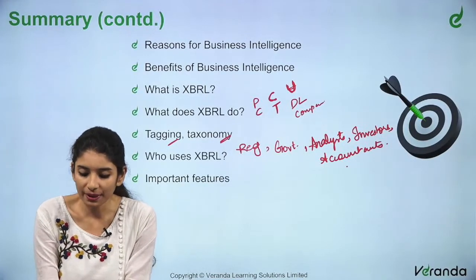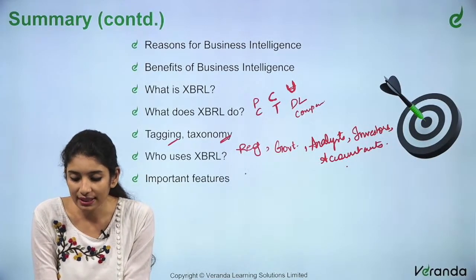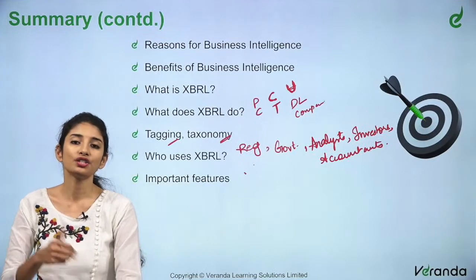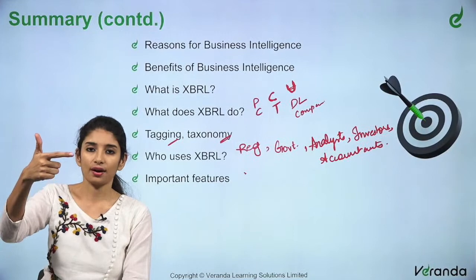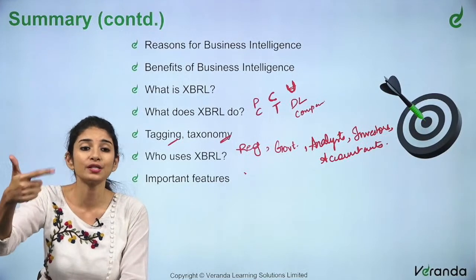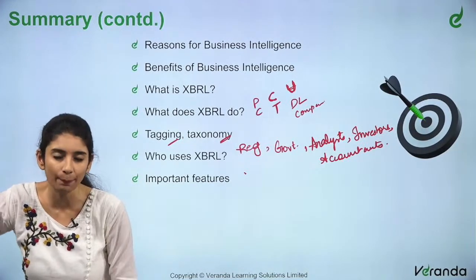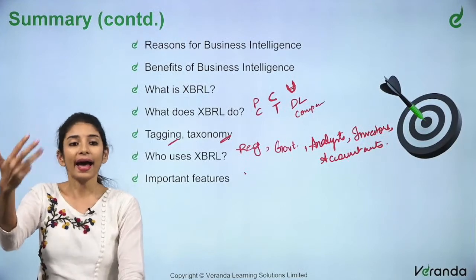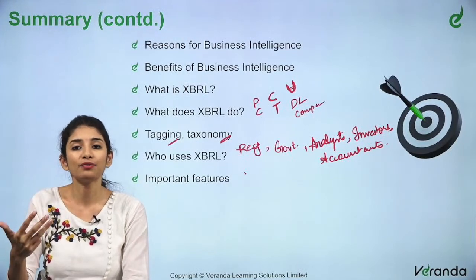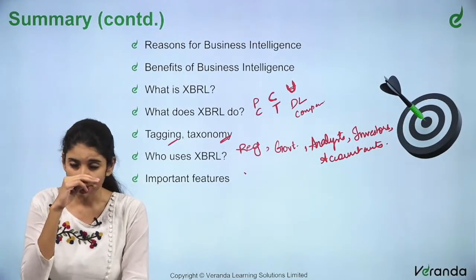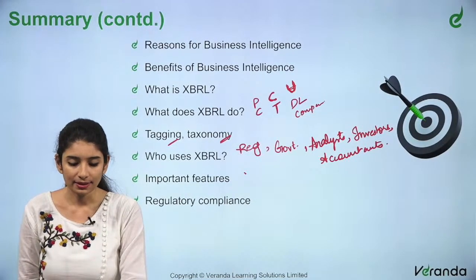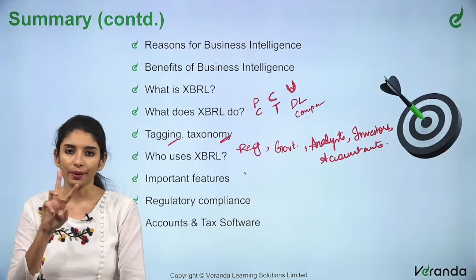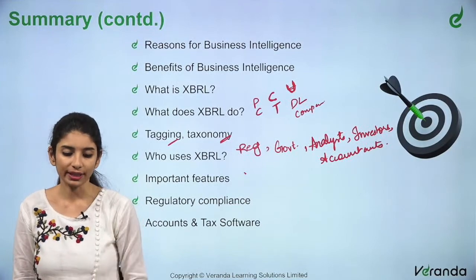Next is important features of XBRL. Important question. One is clear definition. Number 2, testable business rules. Using mathematical and logical rules, you can test the data. Number 3, multilingual support. And at number 4, we have strong software support. Yes. Regulatory compliance, accounts and tax software. What are the pros and cons of having accounts and tax software?